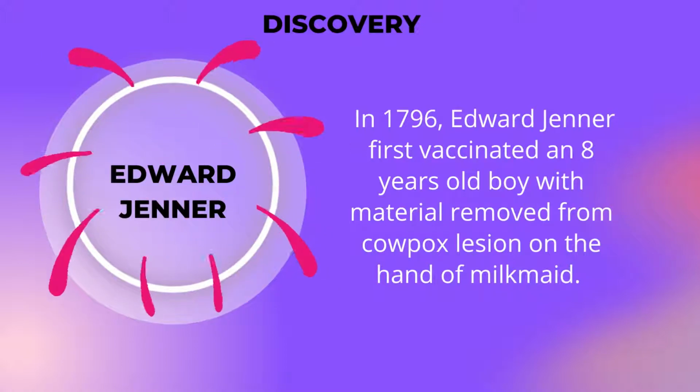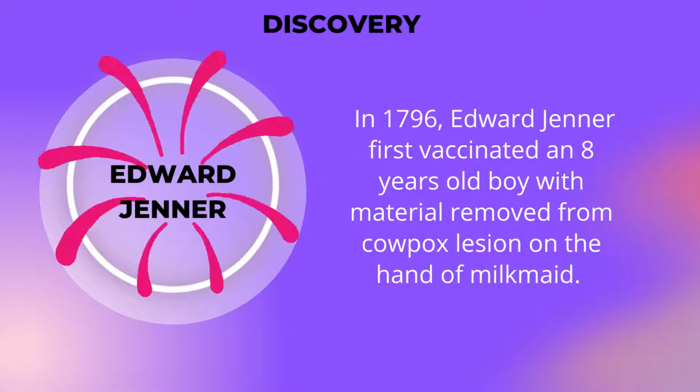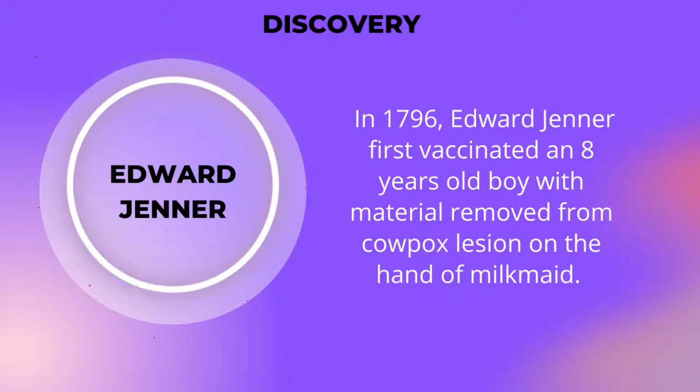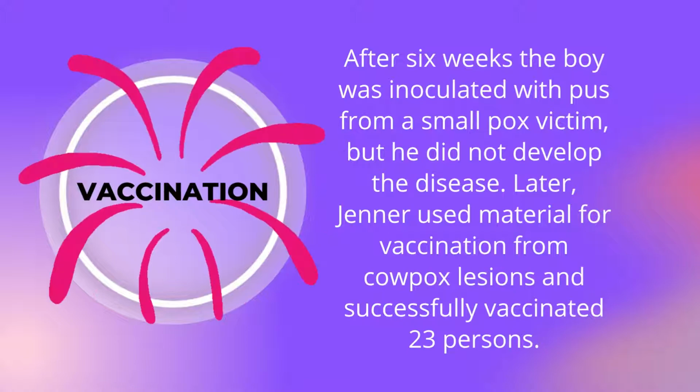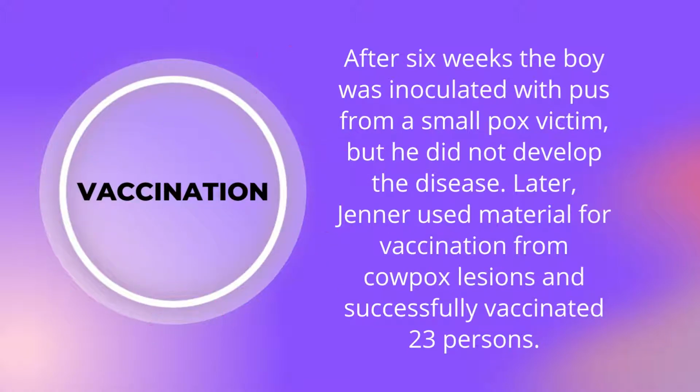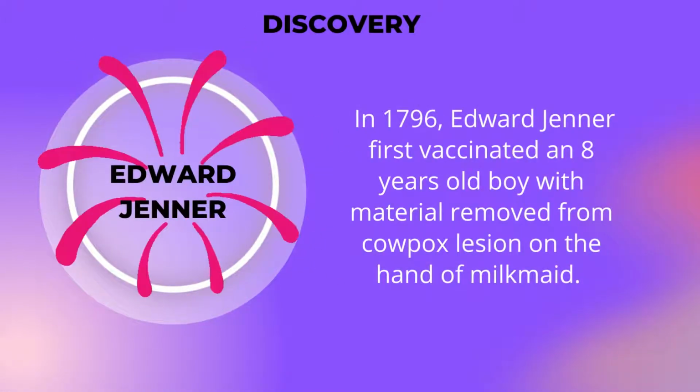In 1796, Edward Jenner first vaccinated an 8-year-old boy with material removed from a cowpox lesion on the hand of a milkmaid. After 6 weeks, the boy was inoculated with pus from a smallpox victim, but he did not develop the disease. Edward Jenner was a physician in 1796. What did he do? He did an experiment.